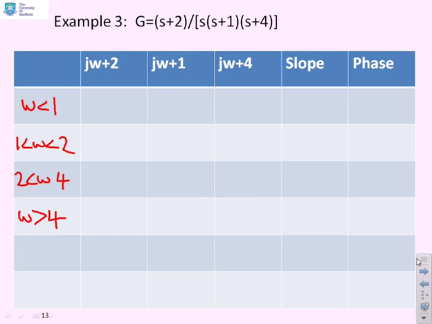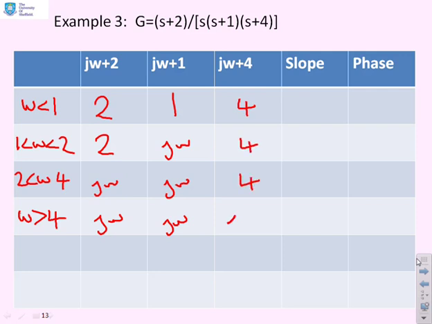So this one, j omega plus 2 will be 2, 2, j omega, j omega. j omega plus 1 is going to be 1, j omega, j omega, j omega. j omega plus 4 will be 4, 4, 4, j omega. And don't forget, I've not put it in this table, we've also got this s, which is another j omega.